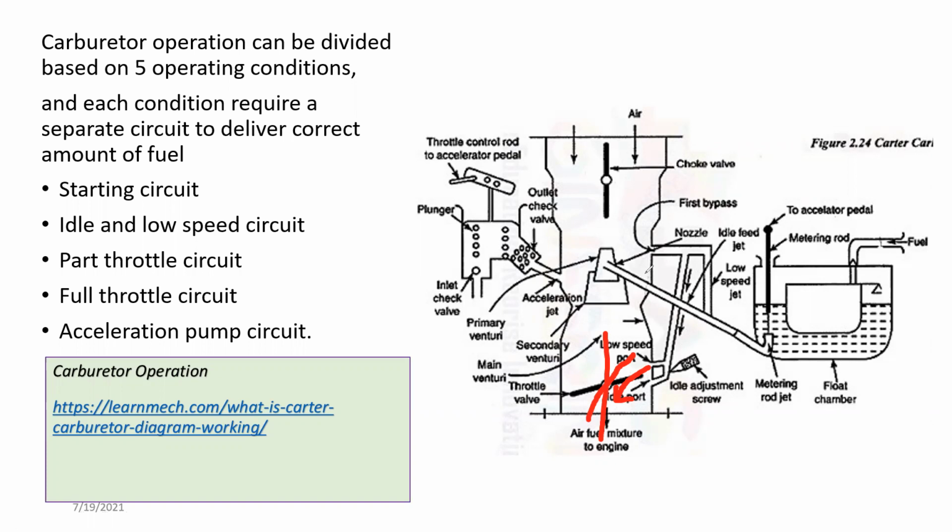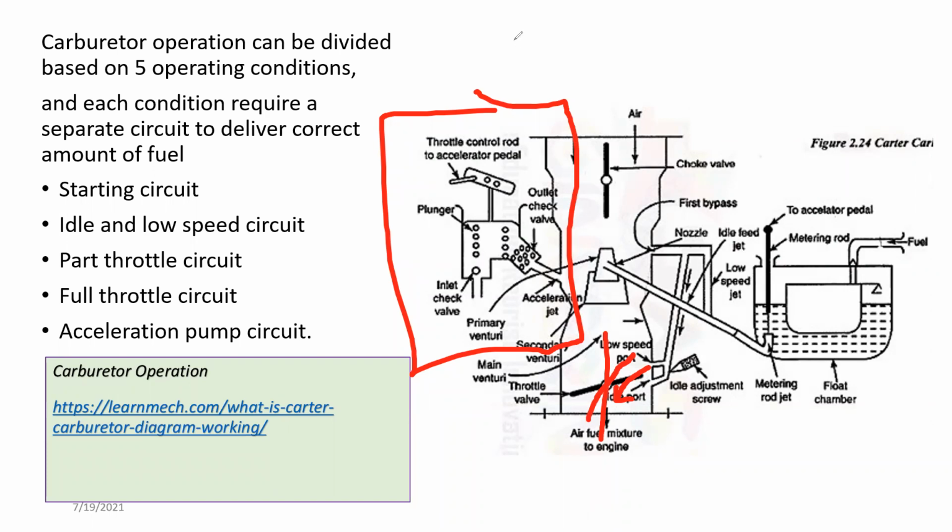So in the acceleration, if you need to accelerate, there's another section called the acceleration pump. So this is the acceleration pump. When you suddenly press the accelerator, there's a plunger, something like a piston, that pushes additional fuel into the venturi in order to deliver a higher pickup speed, right?